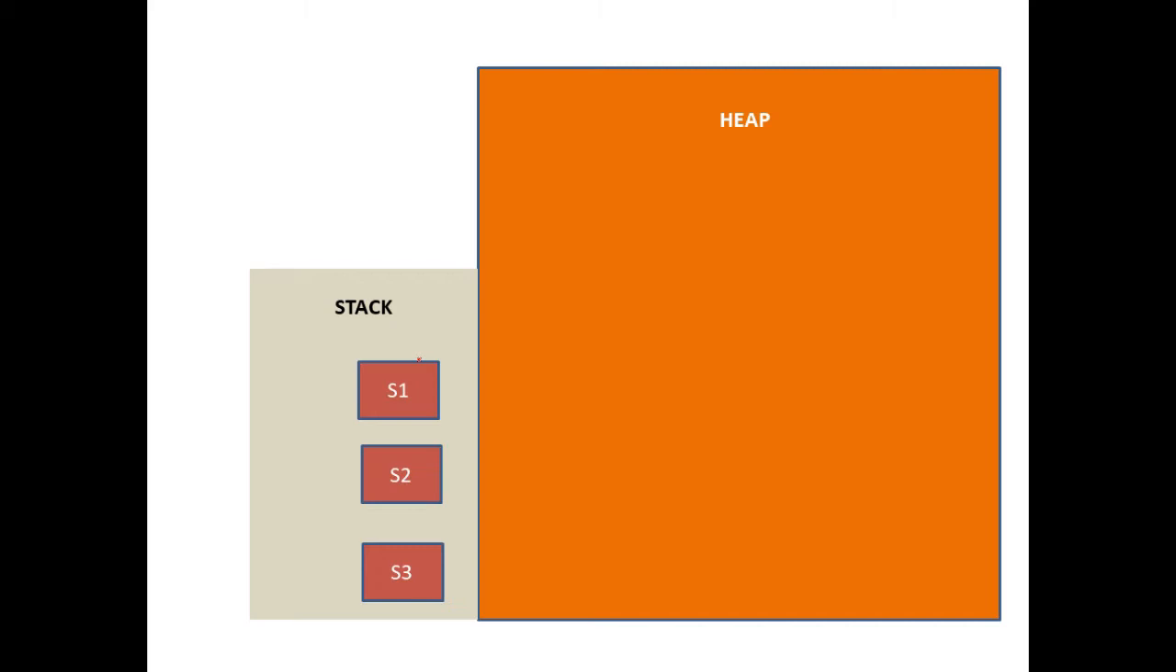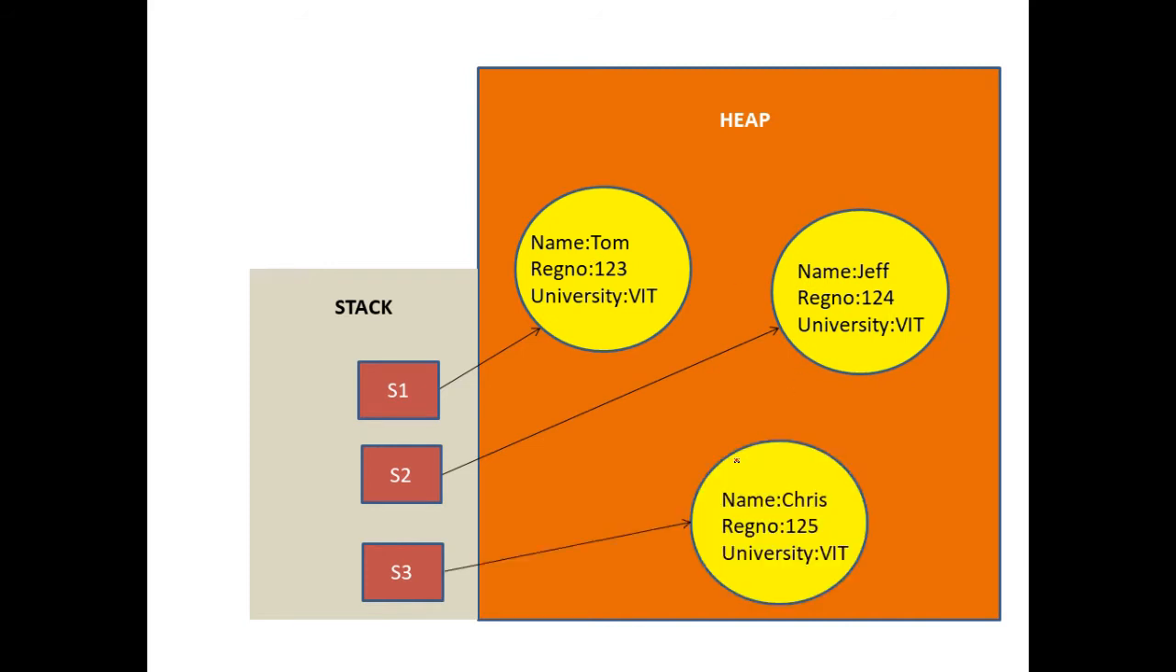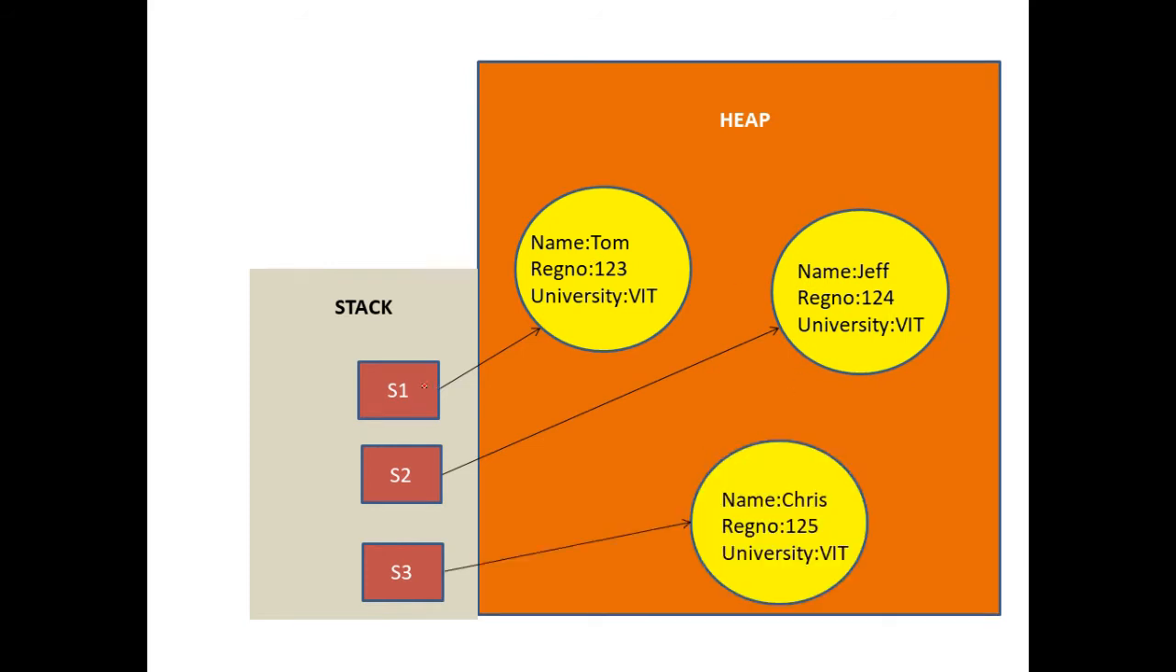Say I have this heap and stack, and I have three reference variables on my stack that are pointing to actual objects on the heap. So I have three objects here. What I will do here is make S1 point to null. I will assign null to S1. So when S1 is assigned null, this particular reference to the object is removed.